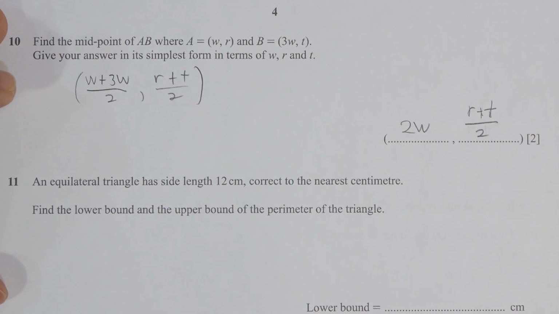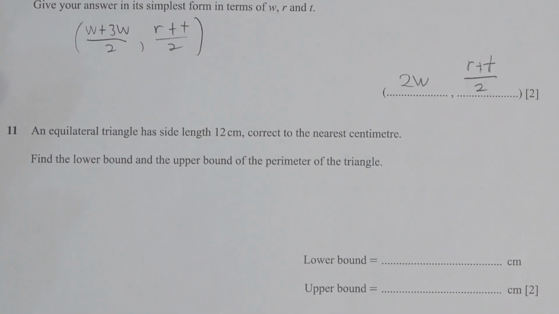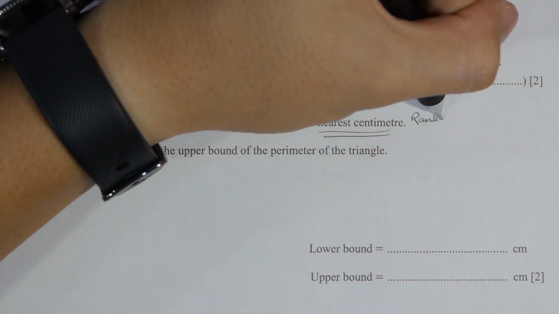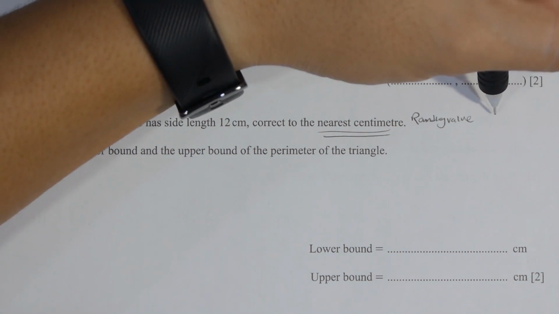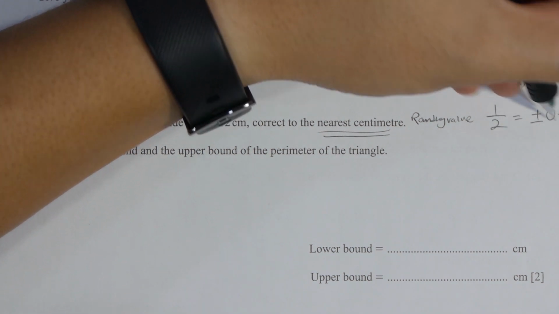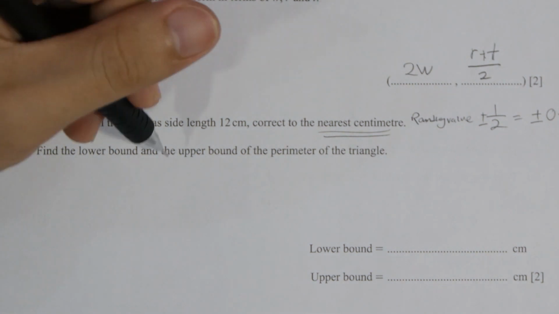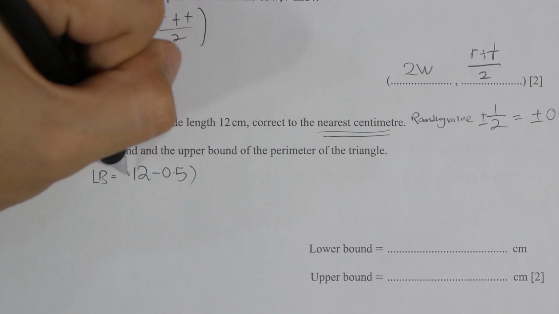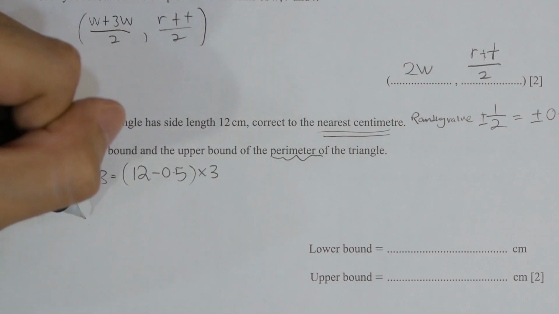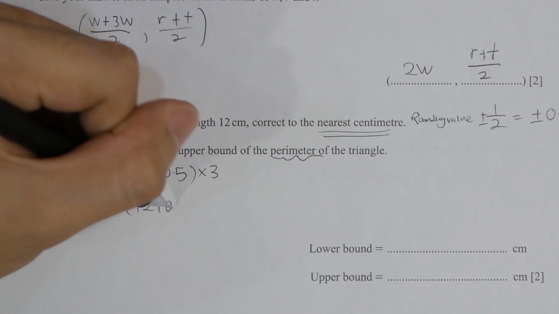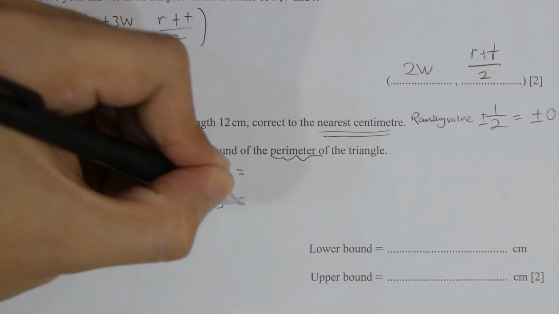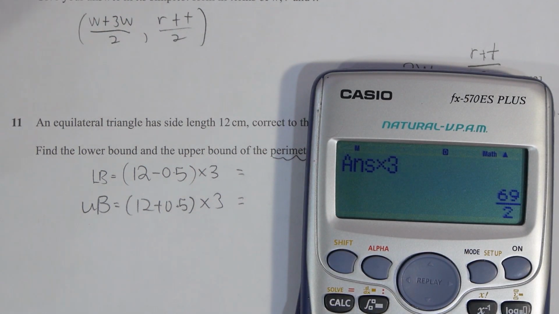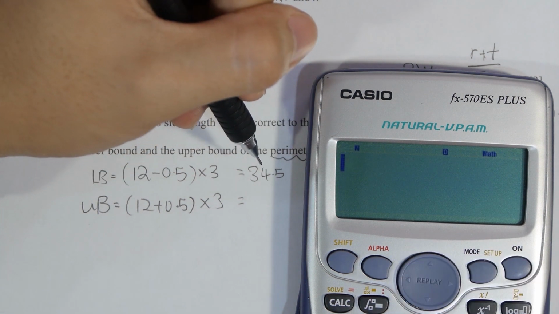Whereby for question 11, correct it to the nearest centimeter. First I find the rounding value, which is 1 divided by 2, so we got plus minus 0.5. For you to find the upper bound, you are required to add the 0.5 into it and multiply by 3 because of the keyword perimeter. But for you to find the lower bound, simply take 12 minus 0.5, then multiply by 3. So the respective results for the lower bound will be 34.5 and the upper bound will be 37.5.